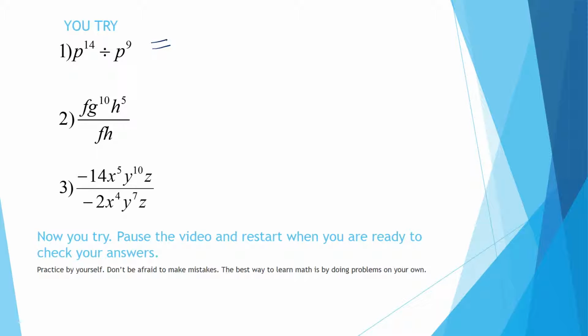For number 1, you should have taken p and done 14 minus 9 and got p to the 5th power. For number 2, your f's cancel out, so you should have g to the 10th power times h to the 4th. And for number 3, you divide -14 by -2 and you get 7. X to the 5th divided by x to the 4th, so 5 minus 4 is 1. Your y's, subtract the exponent, 10 minus 7, you should have gotten 3. And your z's cancel out.